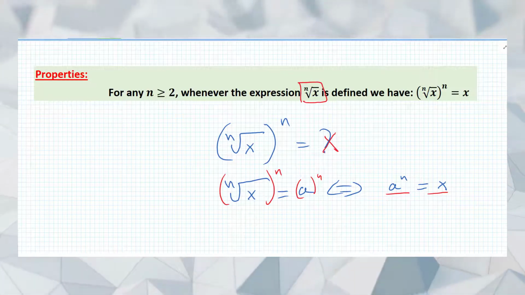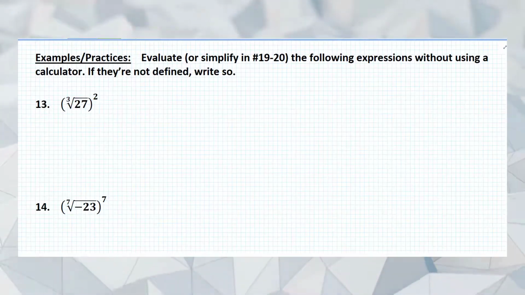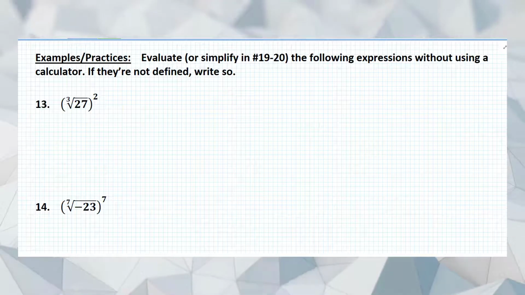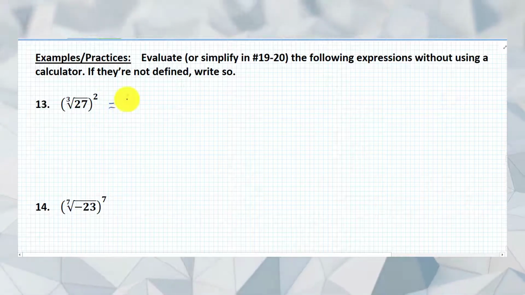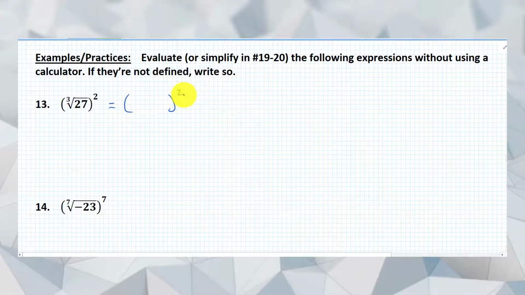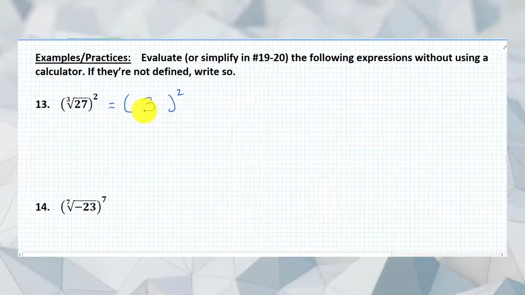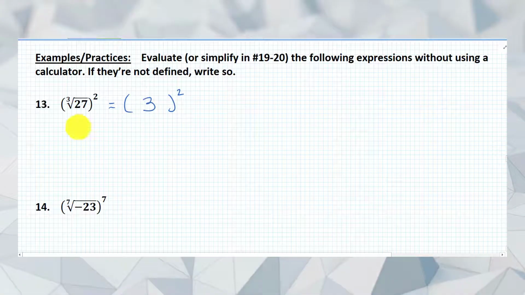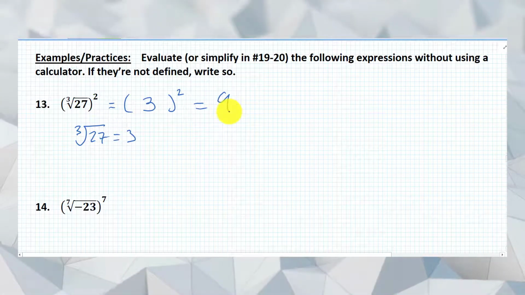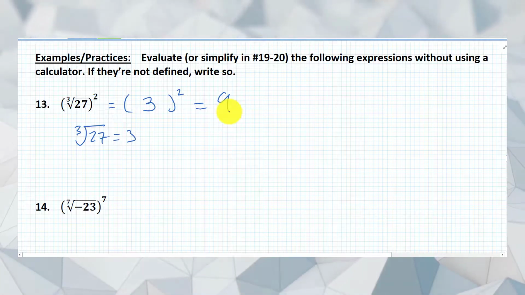Okay, so now let's go over some more examples. What is the cube root of 27 squared? Well, the first thing I'm going to do is find the cube root of 27. What number cubed gives you 27? That's 3. 3 cubed is 27. So the cube root of 27 is 3, and 3 squared is 9. Pretty simple, right? Next one.